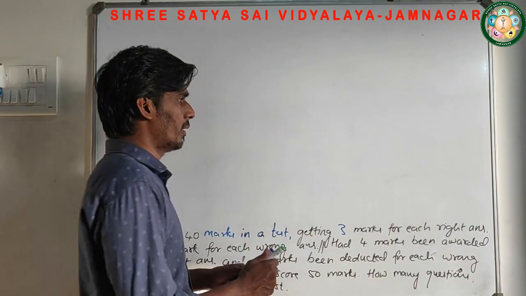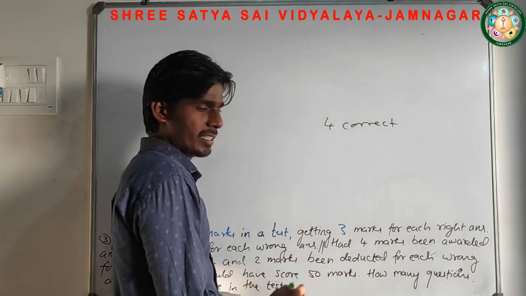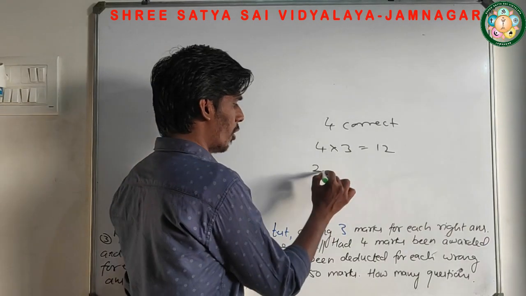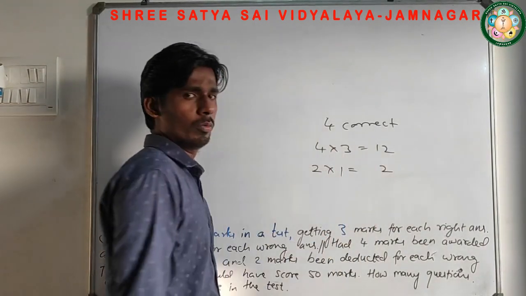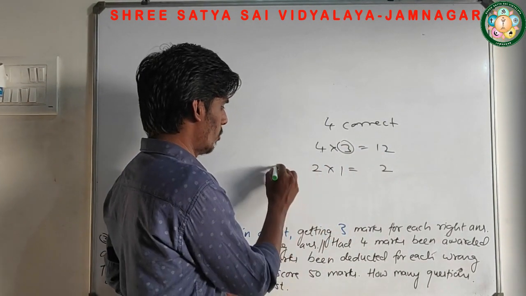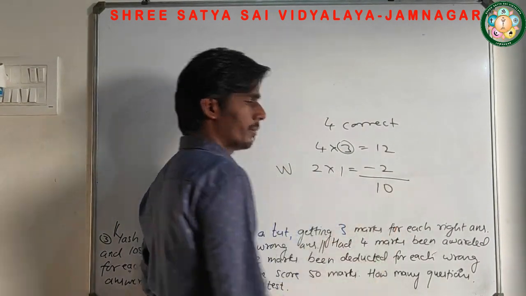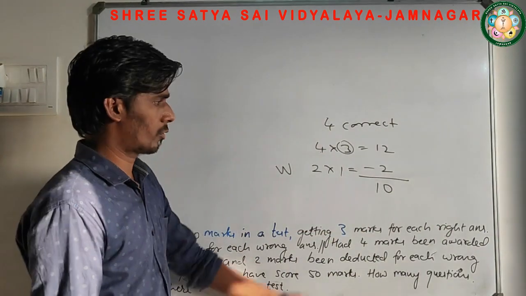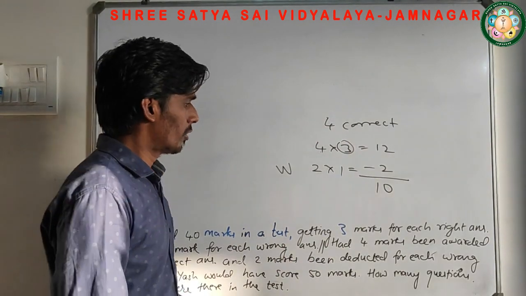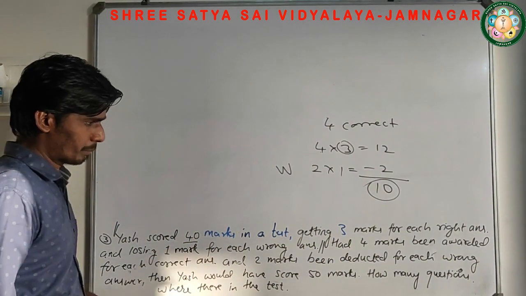Just for example, suppose he got 4 correct answers. How much for 4 correct answers? 4 times 3 is 12. Suppose 2 answers were wrong, then 2 times 1 is 2. So he got 12 marks for correct answers and 2 marks are cut for 2 wrong answers. So how much will he score? 10 marks if 2 answers are wrong and 4 are correct. So this is the way. Here, instead of 10, the score given is 40.